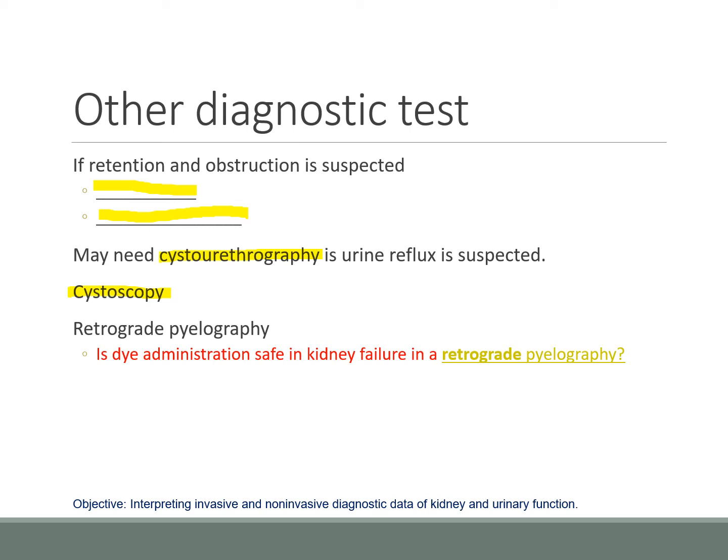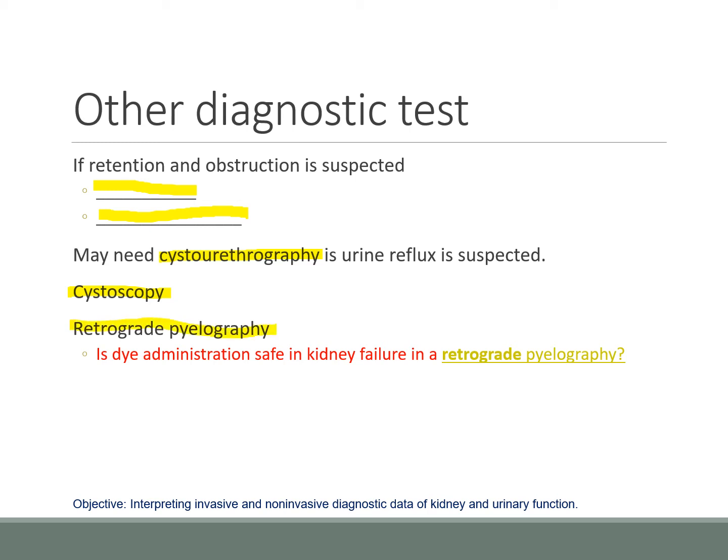Then we have a cystoscopy. This is the only way that we can truly diagnose interstitial cystitis. We can also see if there is bladder diverticuli, like little pouches inside of the bladder, or if there is trabeculation. This is also known as wall thickening from constant urinary retention. So we can do a cystoscopy. We can also do a retrograde pyelography.